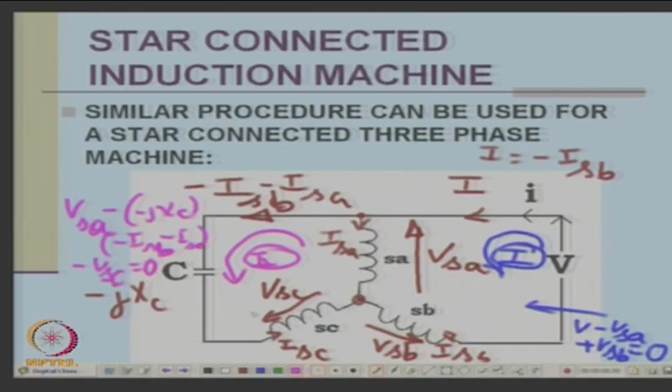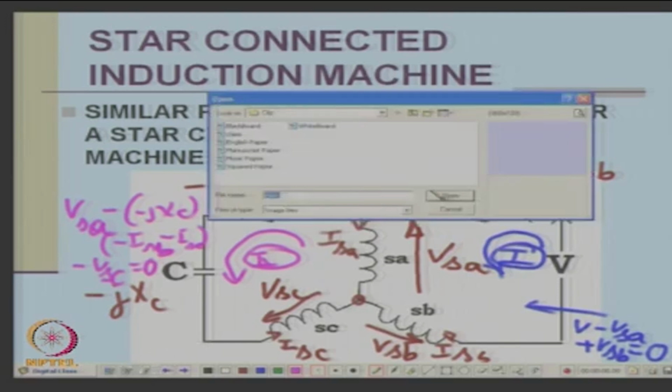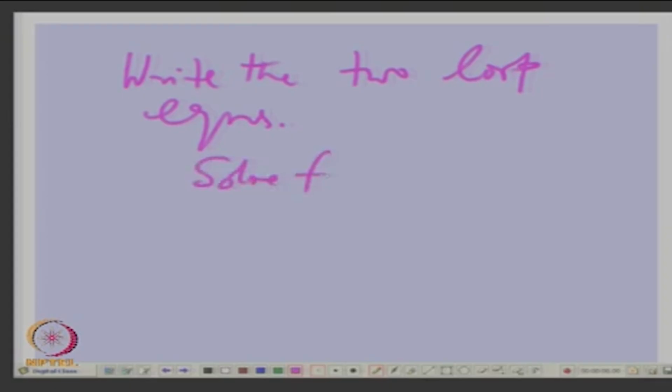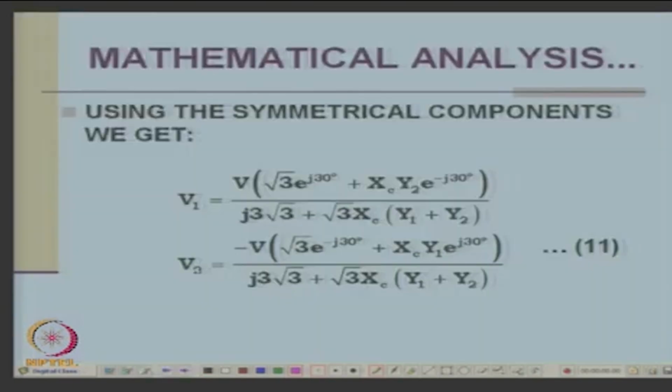Now, basically what you do is write the two loop equations, right, then solve for V1, V2. So you again have to find an expression for the positive and negative sequence voltages using the symmetrical component concepts. Is it okay? So this is the expression that you will get for V1 V2 as written here. Okay. So you have to derive this.